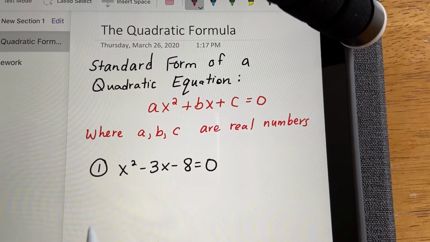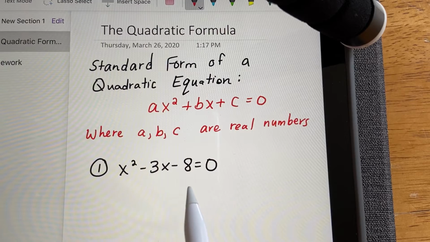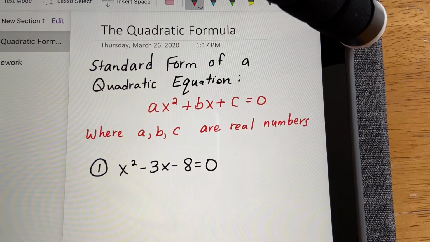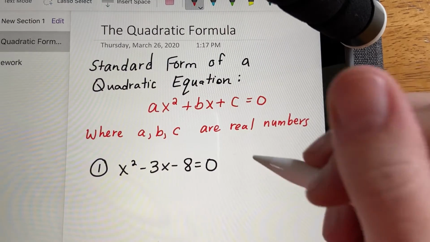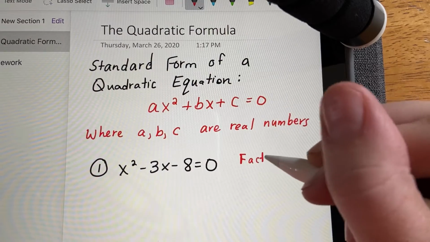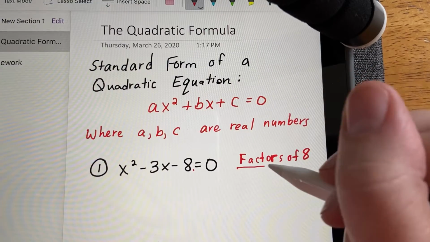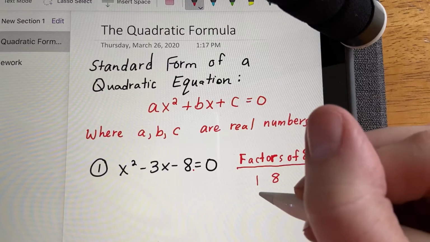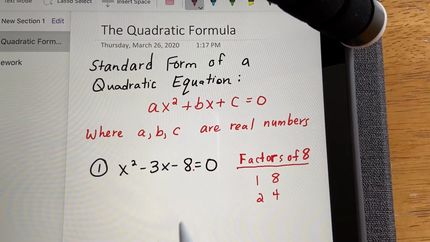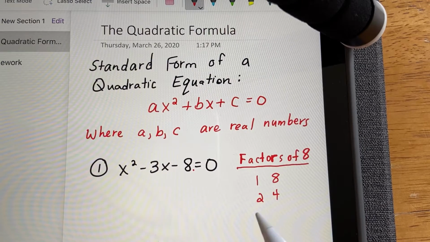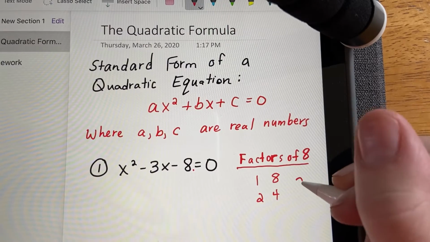As you can see, I have the equation x squared minus 3x minus 8 equals 0. Let's try to factor this so you can see why it's not going to work. Remember, with factoring, we list out the factors of 8. That's anything that multiplies to equal that number, like 1 times 8 or 2 times 4. Because it's a negative 8, I have to think about what would subtract to equal that middle number, negative 3. 8 minus 1, that's not negative 3. 4 minus 2, even 2 minus 4, that's not negative 3. So it doesn't work.